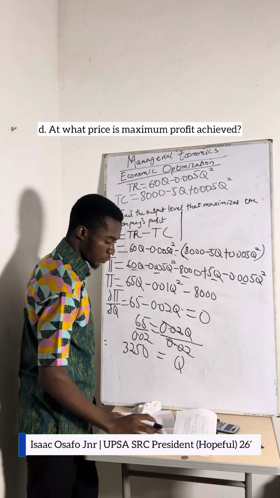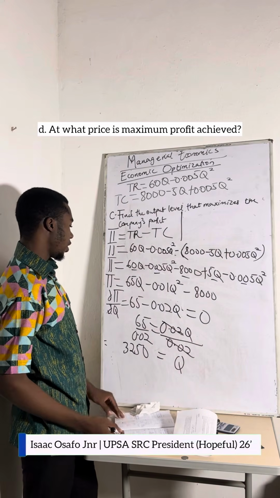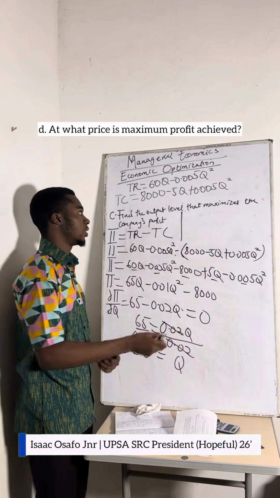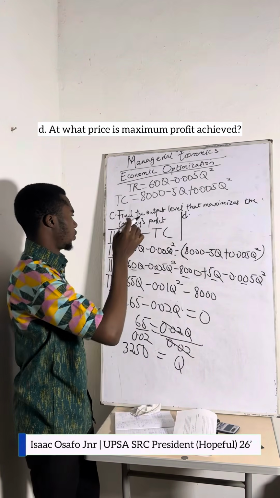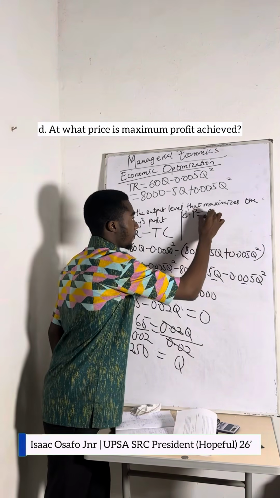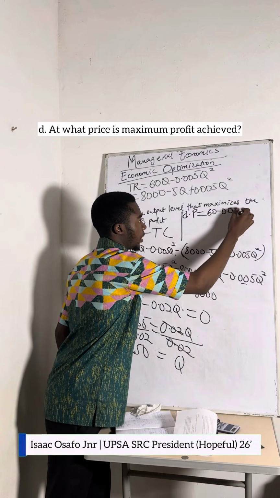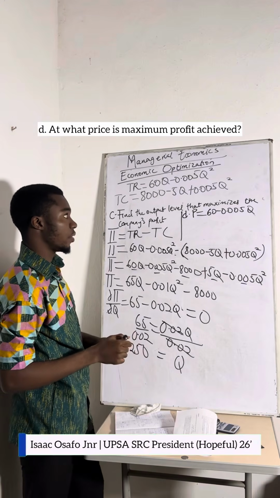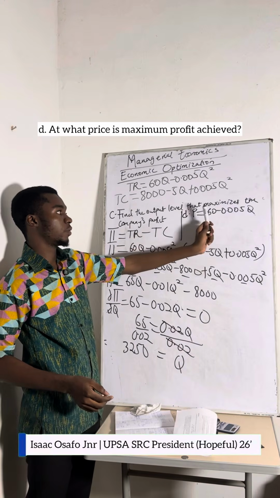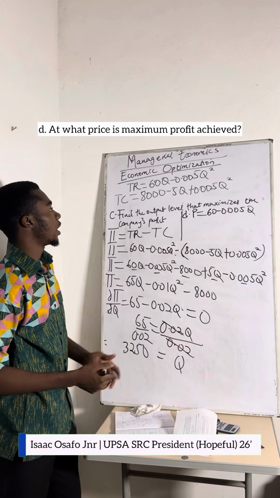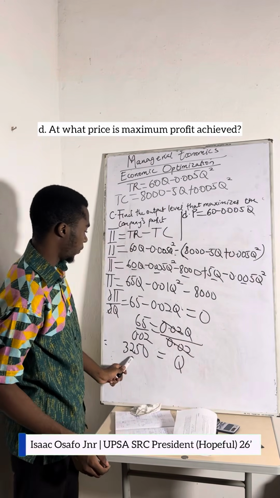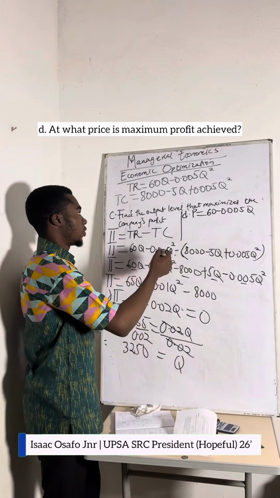All right, so now let's move on to D. D says: at what price is maximum profit achieved? So now we already know the quantity, or the output level, but now we have to substitute it into the price. I think when we were doing A, we said that the price was equal to 60 minus 0.005Q. I'm sure you guys were writing, so you remember this. That's what we solved earlier on. So now we just substitute the Q, which is 3,250, into it, and we get a price that will maximize the company's profit.